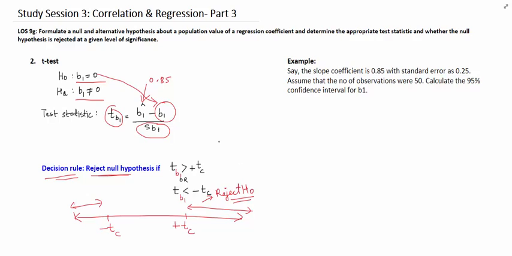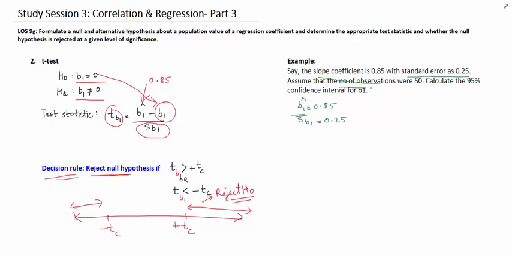Let's work this out with the help of an example. We are using the same example as in the case of the confidence interval. Here also the slope coefficient is 0.85, so b1 is 0.85 and the standard error of the regression coefficient is 0.25. So this is basically b1 cap, and SB1 is 0.25. It is the same thing. B1 cap is the same thing as B1. It is just a way of representing that it is an estimated value.